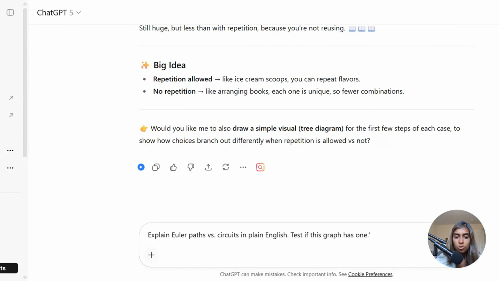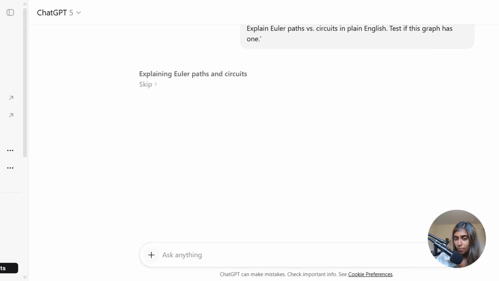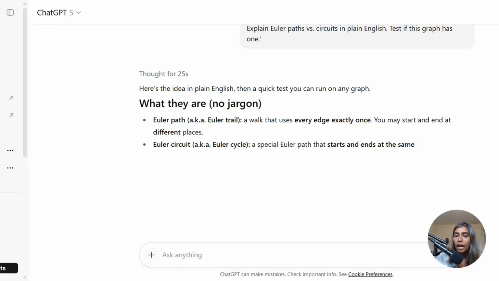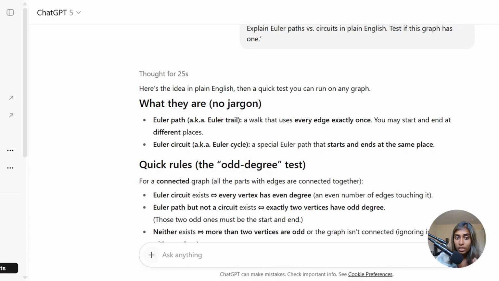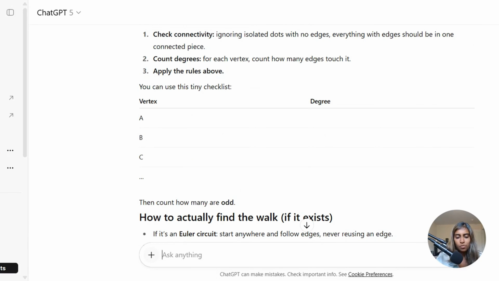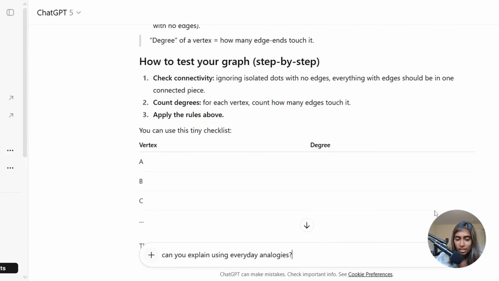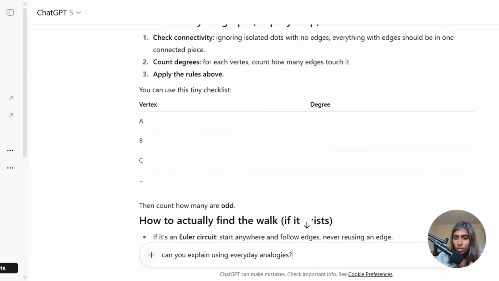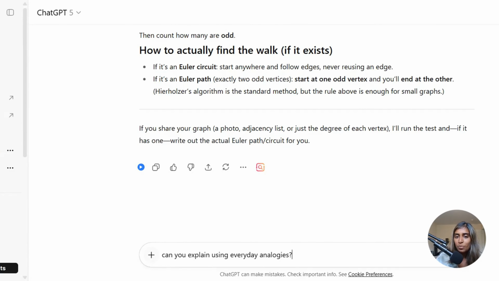Let's do: explain Euler paths versus circuits in plain English, and test if this graph has one. My advice for those types of questions is to not just copy definitions, but to ask for everyday analogies. It gave the idea in plain English and a quick test you can run on any graph. This is fine, but I will say, can you explain using everyday analogies? My quick tip for this type of question is to not just copy the definition but understand it.